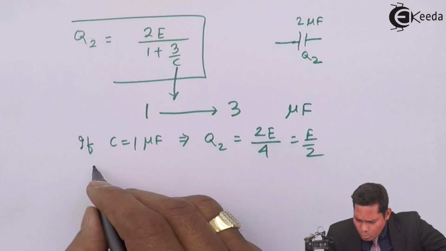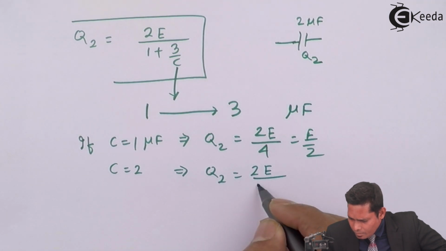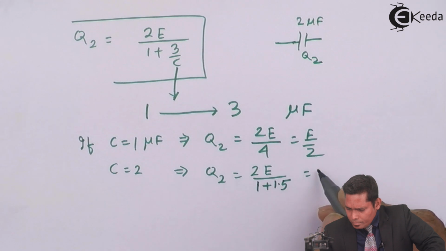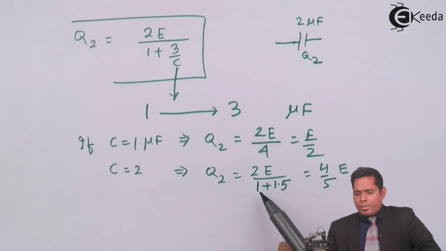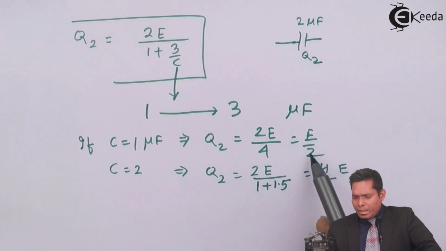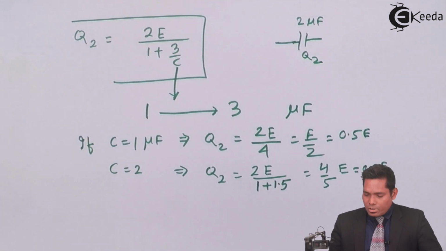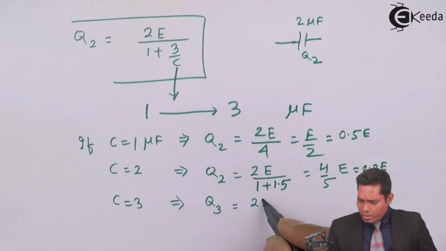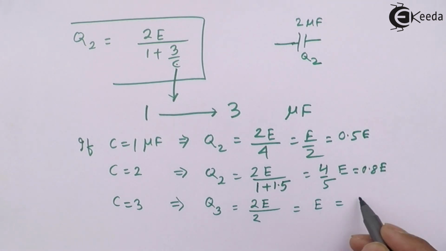If I put, suppose, 2, because this is 2.5, 5 by 2, so 4 by 5 E. So from here, this is actually 0.5 E, and here, this is 0.8 E. That means the charge is increasing. If I put C equals 3 here, you can check it, I am getting 2E divided by 3 here, 3 cancels, so it becomes 1E.